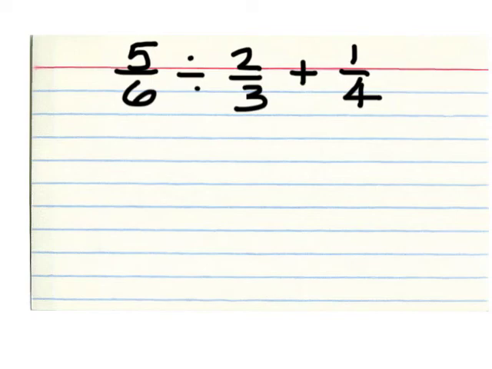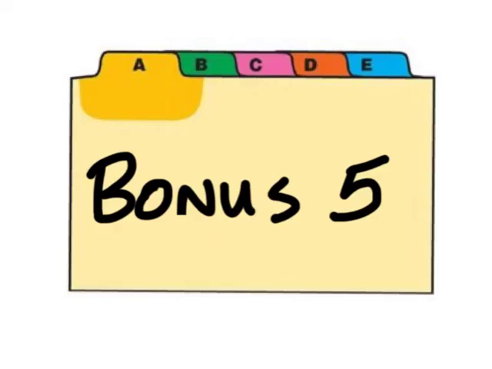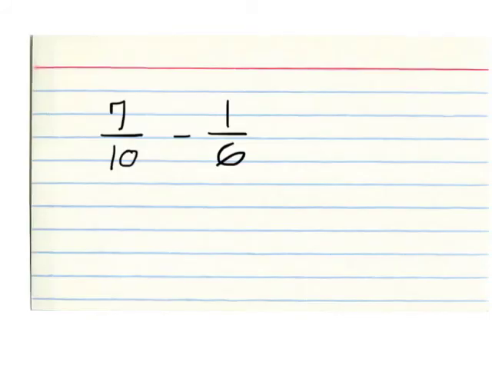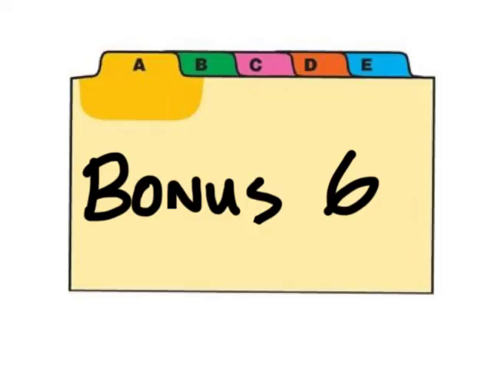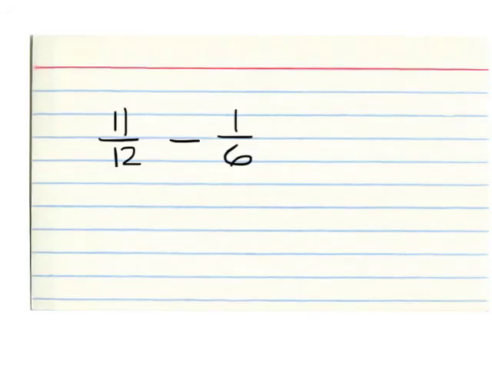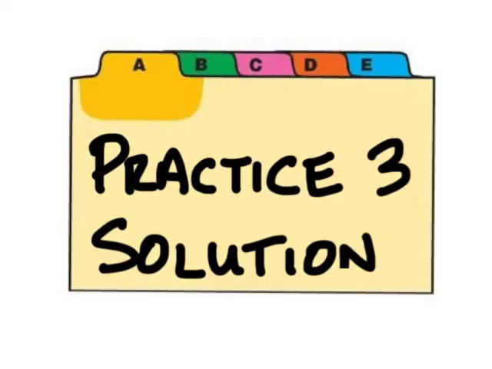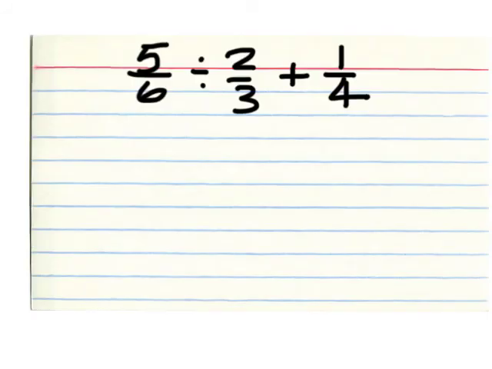Practice 3. 5/6 divided by 2/3 plus 1/4. Bonus number 5. 7 over 10 minus 1 over 6. Answer for the bonus should be 8 over 15. Bonus 6. 11 over 12 minus 1 over 6. Bonus answer is 3 over 4.